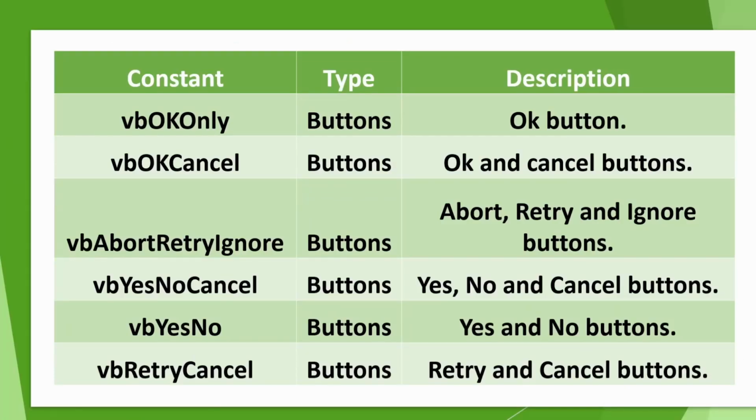The button parameter of MessageBox allows us to configure the message box in many ways. Let's take a look at the group of constants used to select the buttons. vbOKOnly displays OK button only. vbOKCancel displays OK and Cancel buttons. vbAbortRetryIgnore displays Abort, Retry, and Ignore buttons. vbYesNoCancel displays Yes, No, and Cancel buttons. vbYesNo displays Yes and No buttons. vbRetryCancel displays Retry and Cancel buttons.